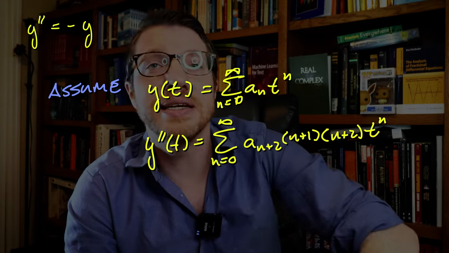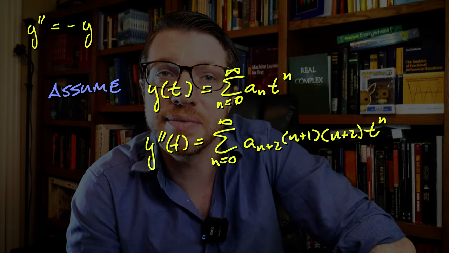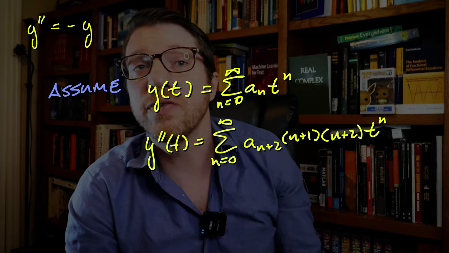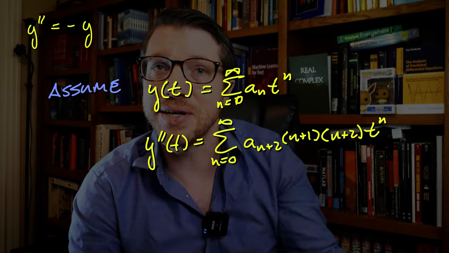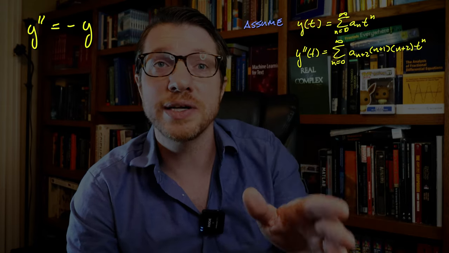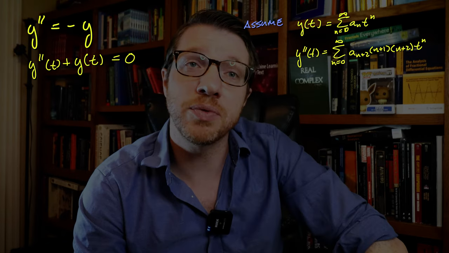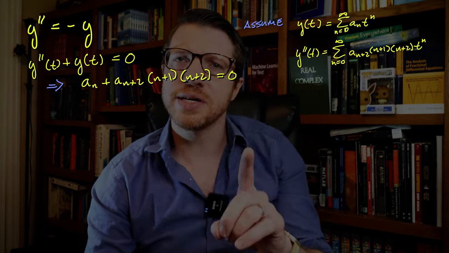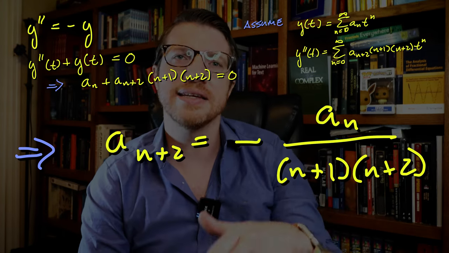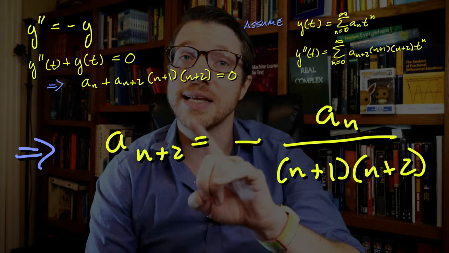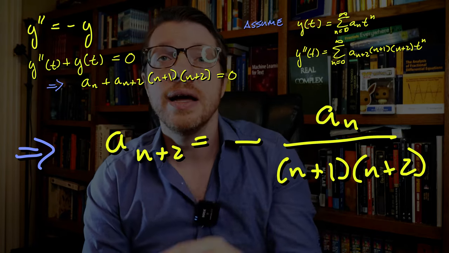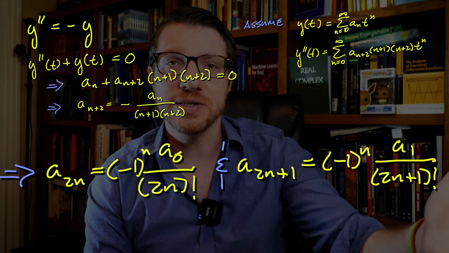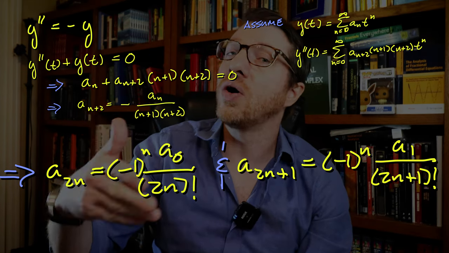This gives y of t is equal to the sum a_n times t to the n. And since we also need the second derivative, we have y double prime is equal to the sum of a_{n+2} times (n+2) times (n+1) times t to the n. Plugging this into the differential equation, we see that the sum of y with y double prime is 0. Hence, the coefficients of the sum are also 0. This gives the recursion a_{n+2} is equal to minus a_n divided by (n+1) times (n+2). Notice that since this skips over a_{n+1}, we get one recursion that starts with a_0 and leads to all even index coefficients, and another with a_1 and leads to all odd index coefficients.